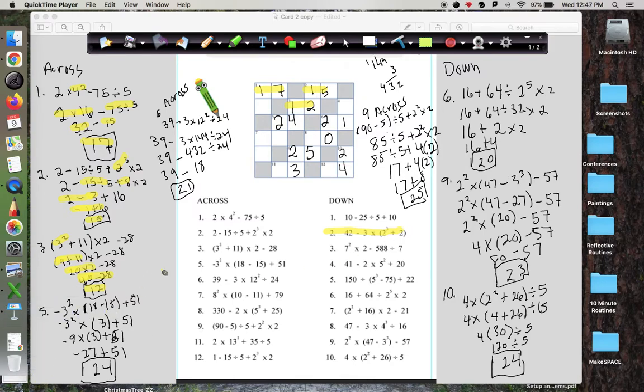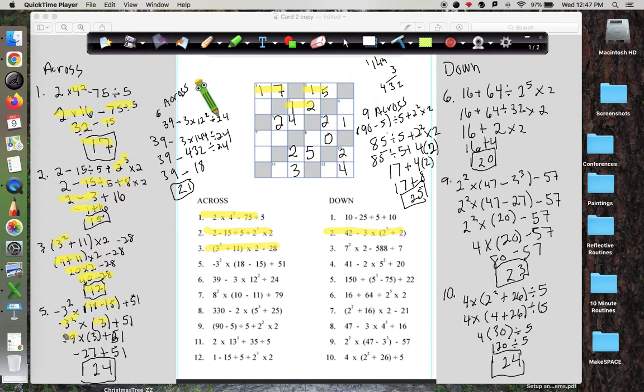So I'll just highlight the ones I've done so far. 1, 2, 3. 5 is the opposite of 3 squared. And the first thing that comes up is this parentheses. 18 minus 15 is 3. And the next step is to do this 3 squared, which is 9.